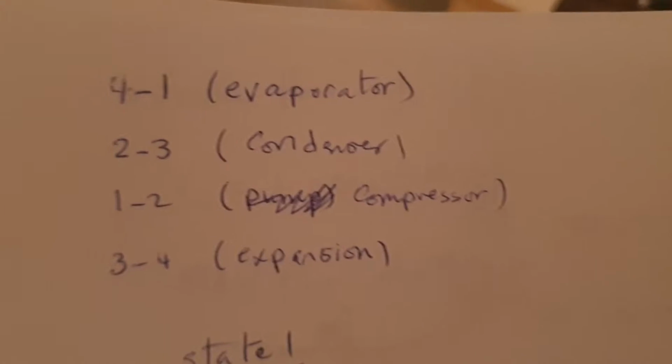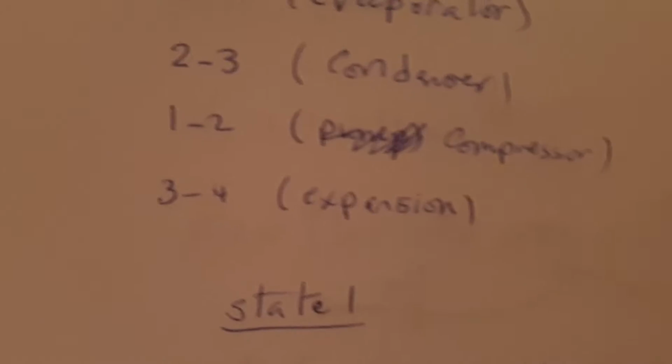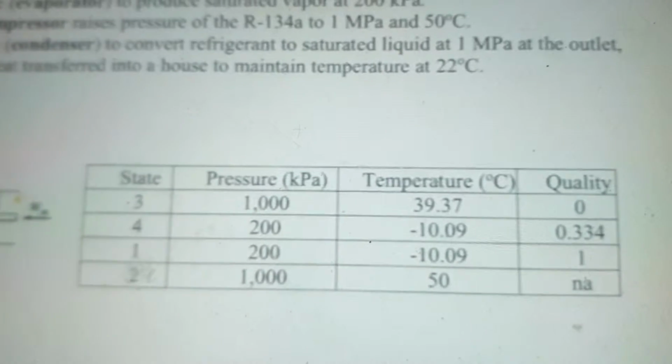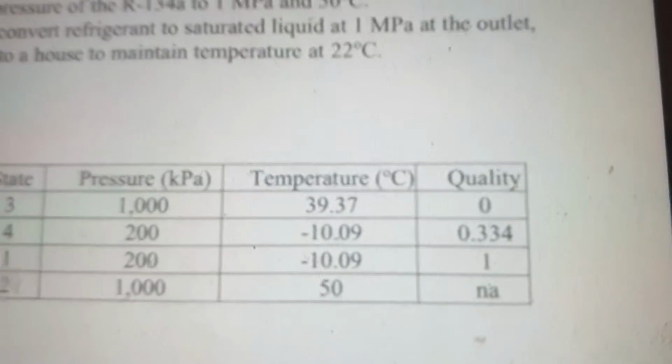How could you solve this? Okay, let's look at this question and try to solve it. Let's look at the first one. The 4 to 1 is an evaporator, the 2 to 3 is a condenser, 1 to 2 is a compressor, 3 to 4 is an expansion. State 1, you have pressure 1, 200 kilopascal. So you go to state 1, 200 kilopascal, and X is 1.